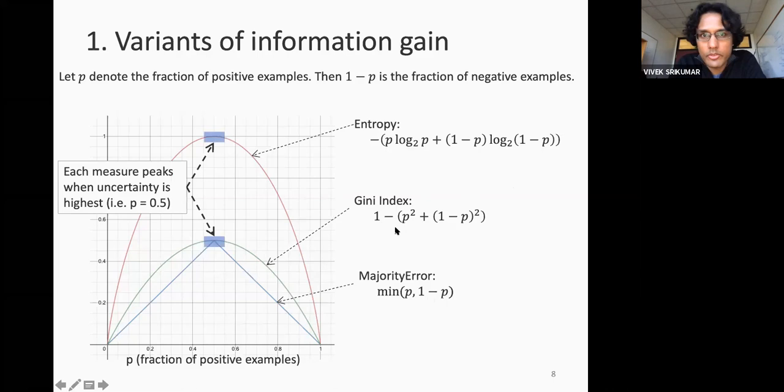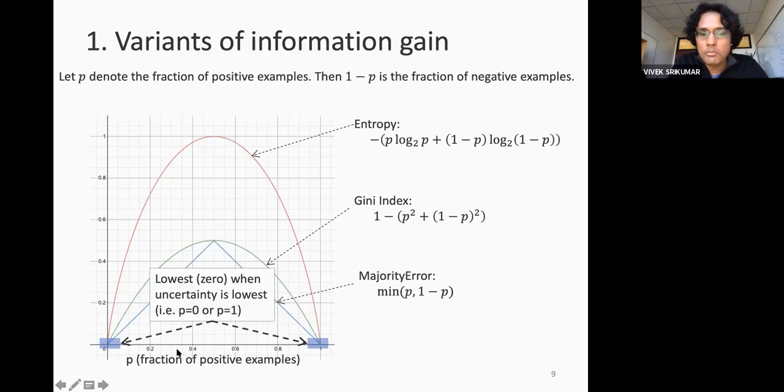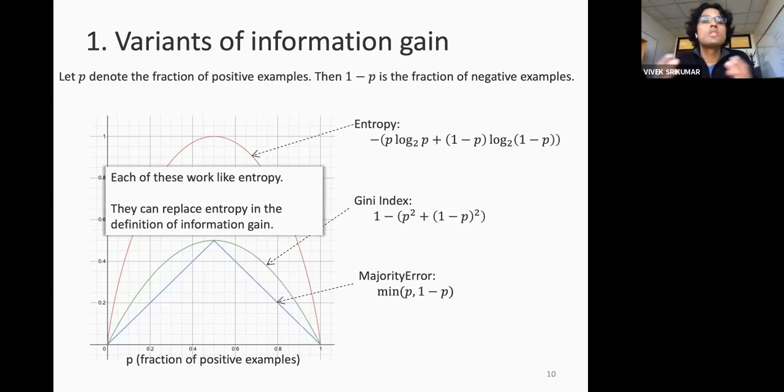Notice that all of these measures of uncertainty or impurity have a similar shape. Each measure peaks when the uncertainty is the highest, in other words, when p is 0.5, and in all cases, they become zero when the uncertainty is not there. When p is zero, there's no uncertainty. All labels are negative. When p is one, there is still no uncertainty because all labels are positive. And in both cases, all three of these have the same value, namely zero. So all of them peak when uncertainty is highest, and all of them have the lowest value when the uncertainty is the lowest. So all of these work like entropy. In some sense, they have the same shape as entropy.